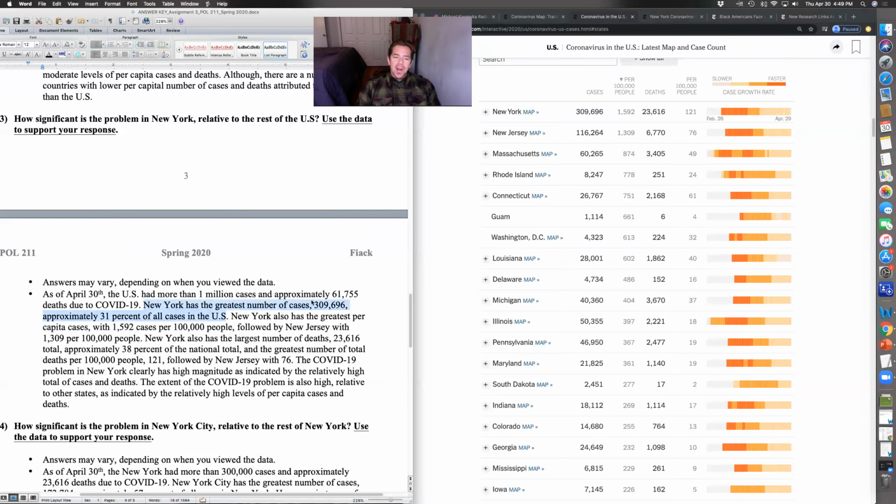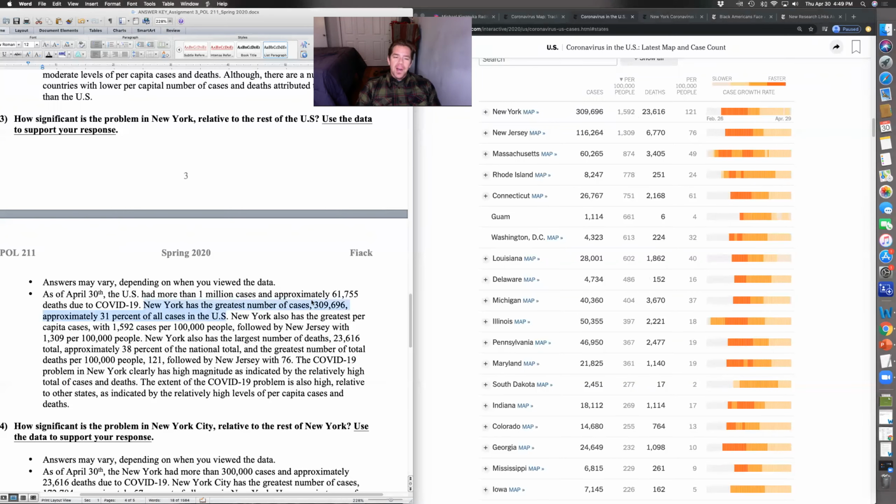And so, how I summarize this here is that when we think about the COVID-19 problem in New York, it's got high magnitude in terms of total cases, right? We see a high number of total cases and deaths in the state of New York relative to what we see throughout the country. The extent is also really high. When we control for population, we see that relative to other states, per 100,000 people, we have greater numbers of cases and deaths from COVID-19. And so this establishes New York as this kind of epicenter, right?